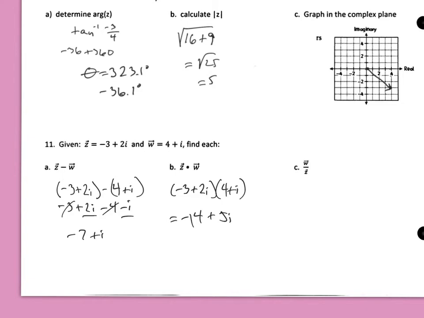And especially on division, use the calculator, and you're going to have to use parentheses. 3 plus 2i, unless you have the fraction key, and you don't need the parentheses then. No fraction key, use the parentheses. So here we get negative 10 plus 11i over 13.